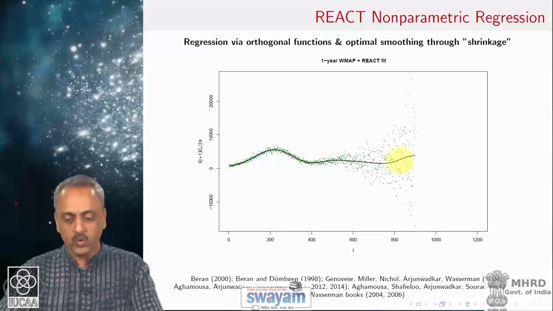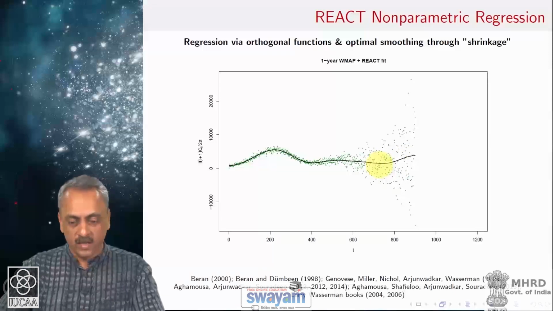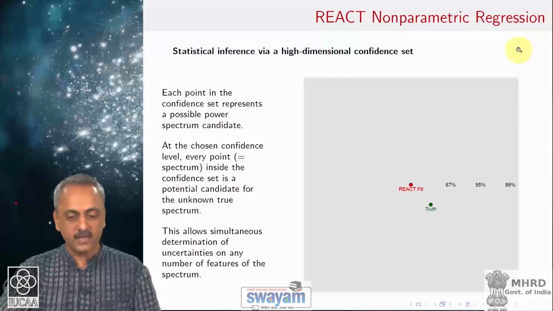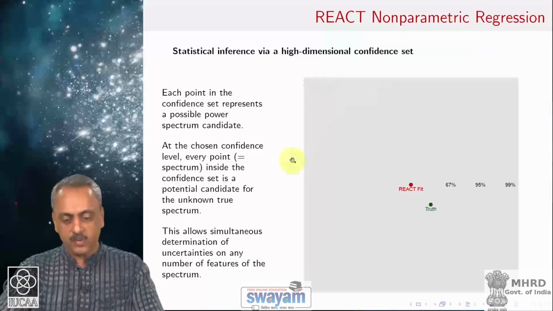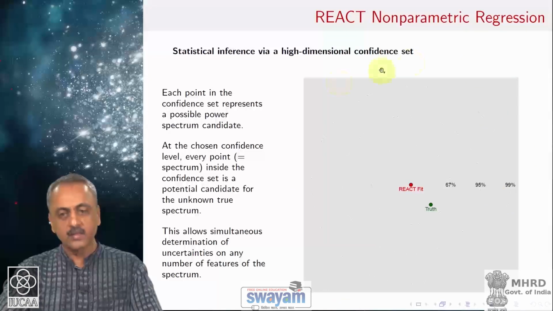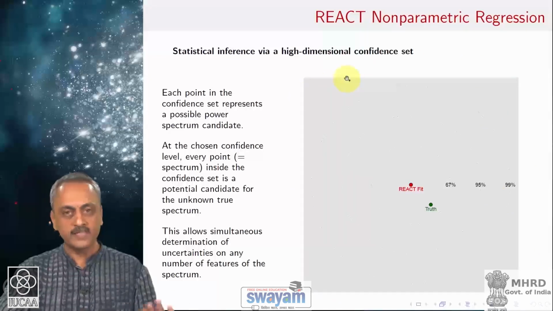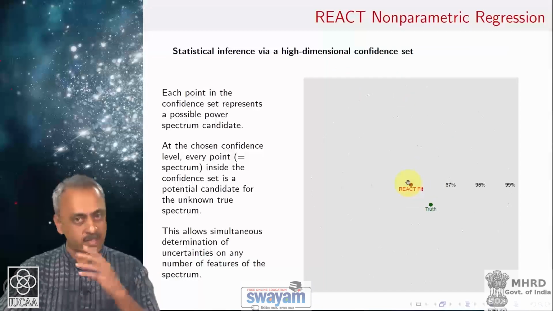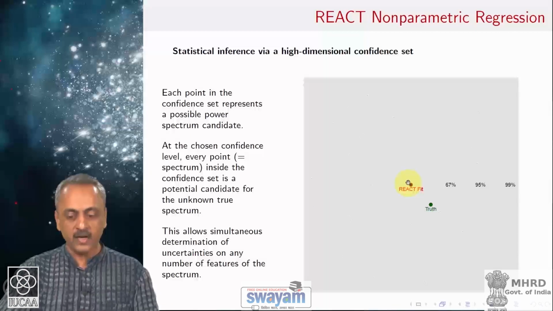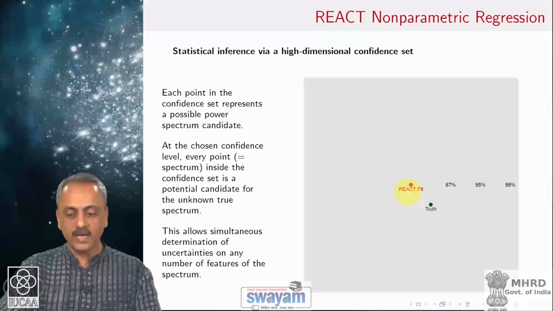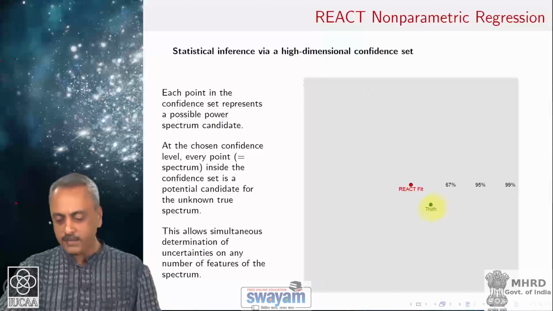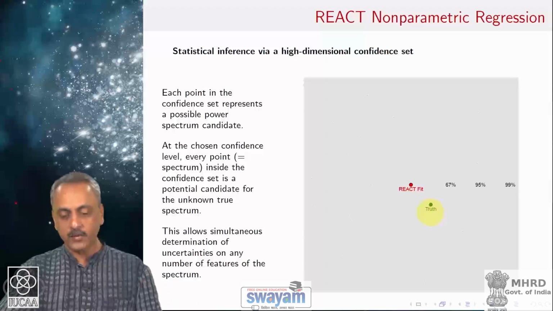Before that, let us try to understand how these uncertainties are computed in this method. So, we need to understand the confidence set construct. Okay, this is some sort of a picture of this space in which the power spectral fits sit. The center of this particular confidence set, which is by construction a spherical or an ellipsoidal set, is the non-parametric fit that we obtained. Let us call it the REACT fit. The unknown truth might be somewhere here.